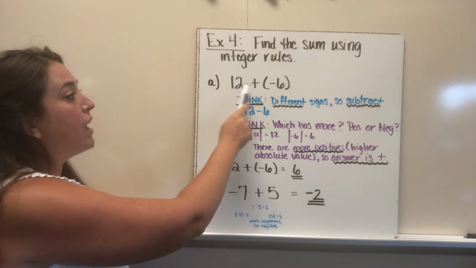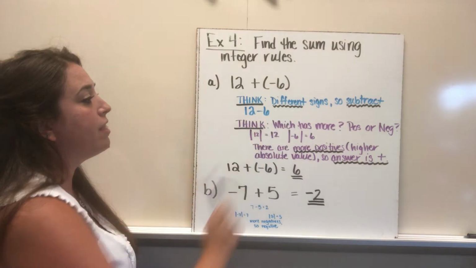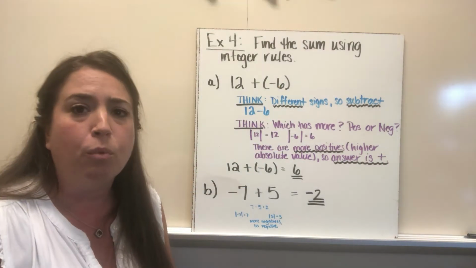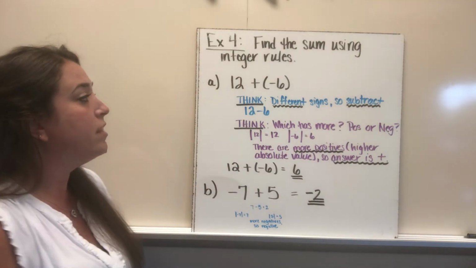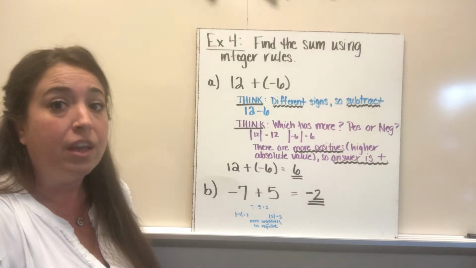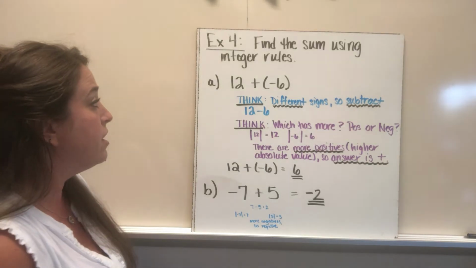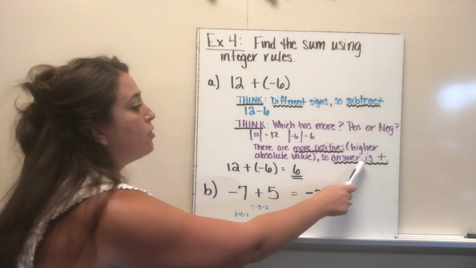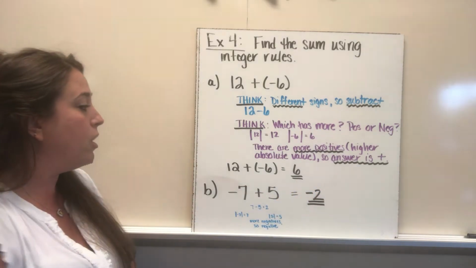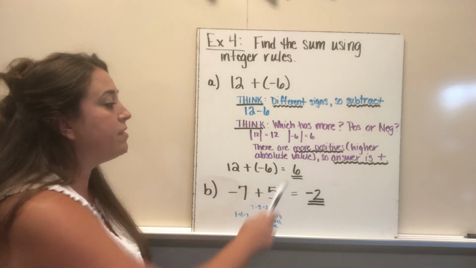I then look at the groupings, positive 12 and negative 6, and I think to myself, which group has more? And in this case, it's the positive group. The absolute value 12 is larger than the absolute value of negative 6, which is 6. So this group has more, or positive, so my final answer must be positive. Or in other words, 12 plus negative 6 is 6.